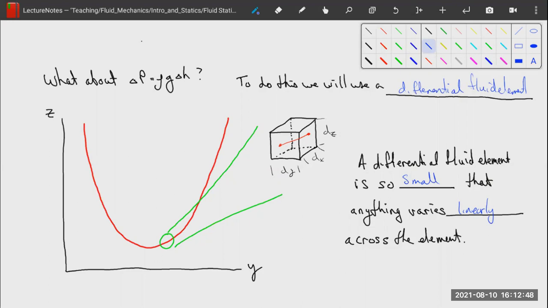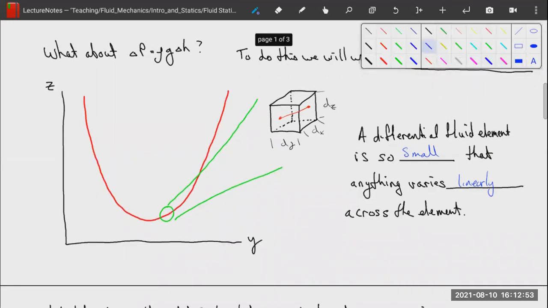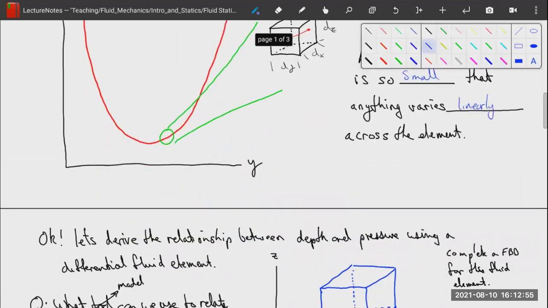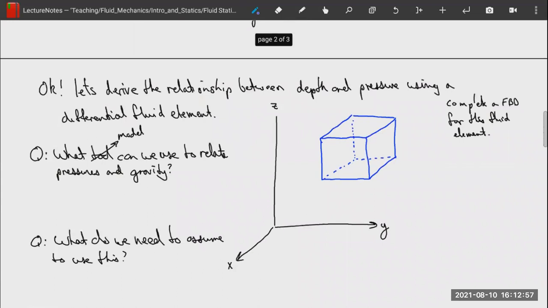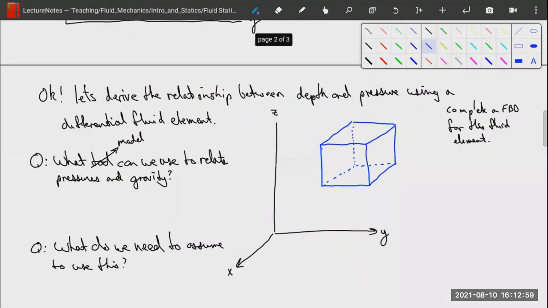The math of lines is easier than the math of curves, which just seems obvious, but let me show you why that is. So let's look at the relationship between depth and pressure using a differential fluid element here that I draw on the next page. We have the same dimensions as before. I'm not going to draw them because they clutter the drawing here.